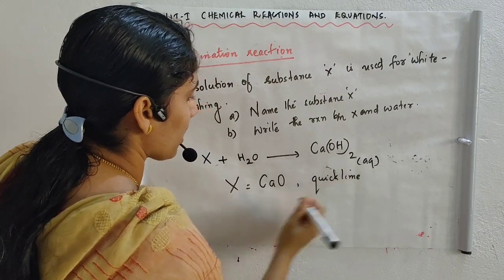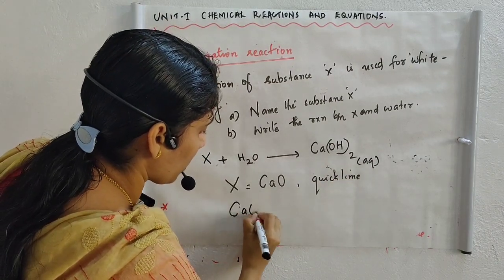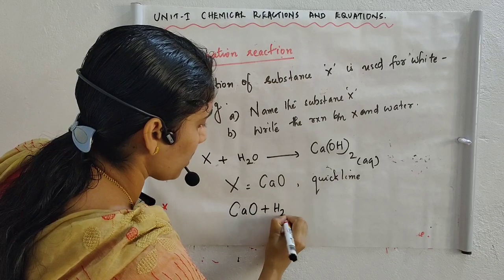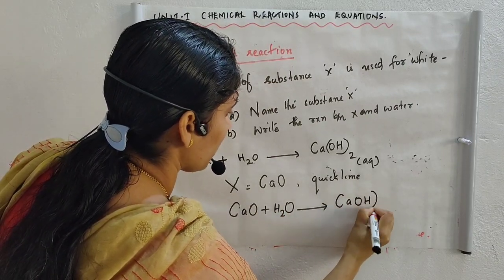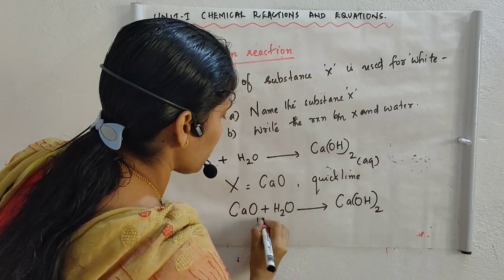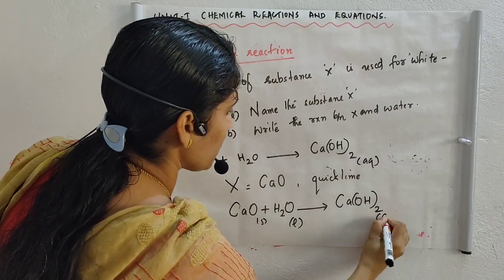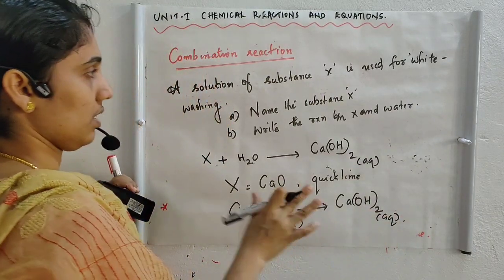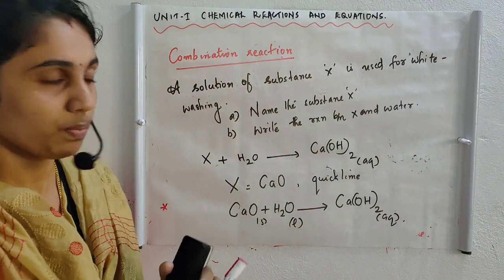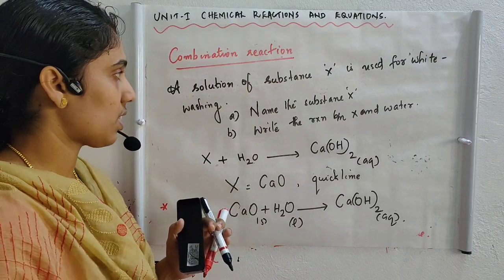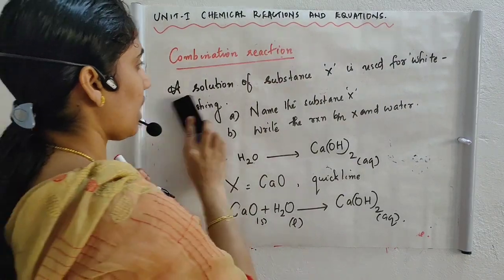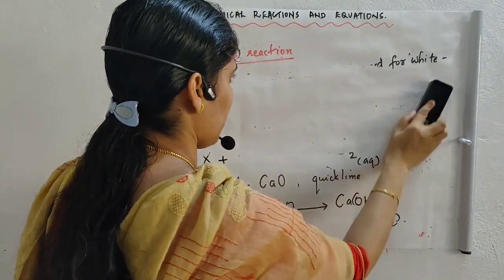Then write the reaction between X and water. Calcium oxide plus water forms calcium hydroxide. This is the equation, a combination reaction. There are three different ways combinations are possible, so there are different types of combination reactions.